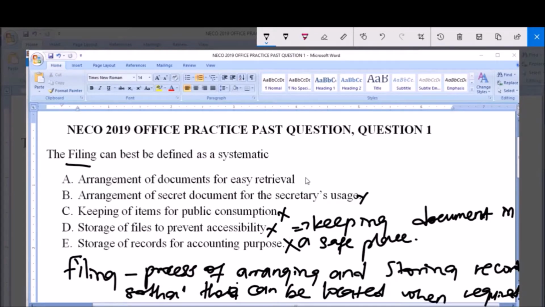So option A is the correct answer. That is the best definition for filing. Arrangement of documents, records for easy retrieval. Because it is mandatory that every organization has organized documents. So filing helps us to organize these documents for easy retrieval. So option A is the correct answer to this question.